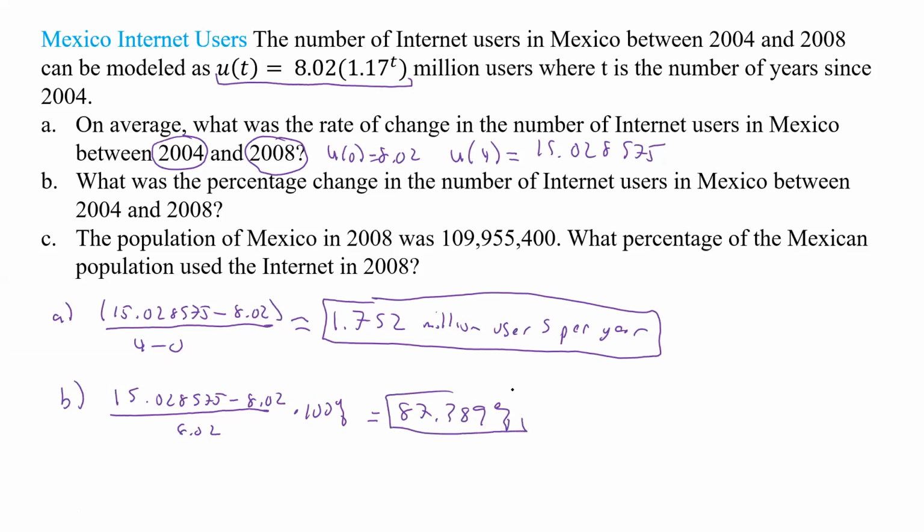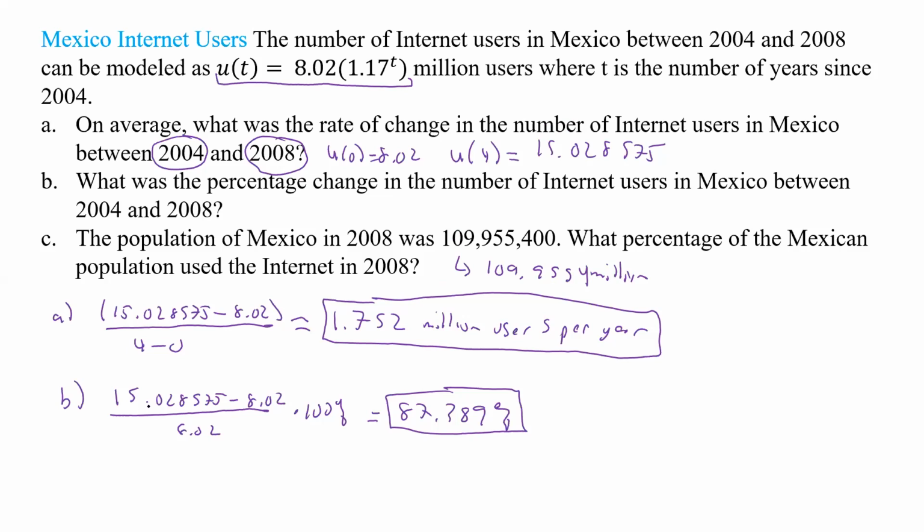Now, the third one says the population in Mexico in 2008 was this. What percentage of the Mexican population used the internet in 2008? Well, we have to figure out how many people were using the internet in 2008. Well, we had that many million users, so we have to take that many million users divided by this value in millions. What does that mean? We have to convert this to millions. So 109.9554 million people. So we're going to have millions of users divided by a million.